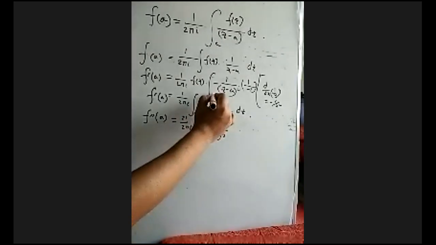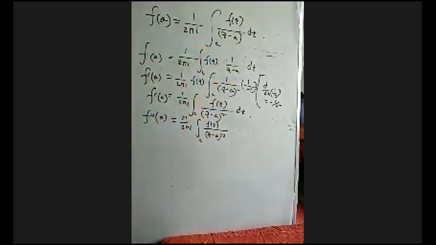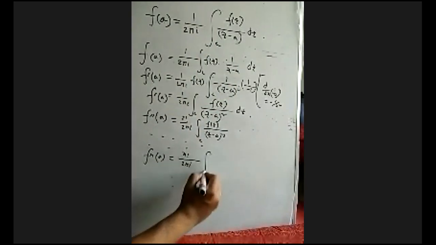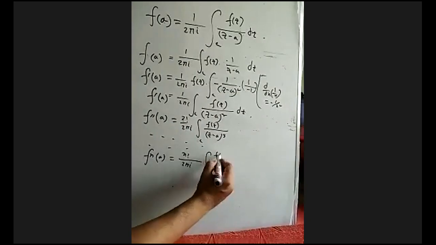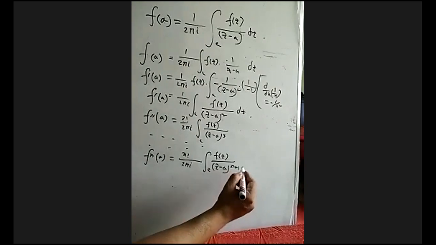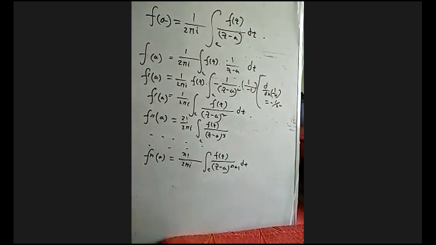This is the contour integration. Continuing like this, we can find the nth derivative. The nth derivative will be factorial n divided by 2πi contour integration of f of z divided by (z minus a) to the power n plus 1 dz. Remember this: this is for the first derivative, this is the second derivative, and this is the nth derivative.